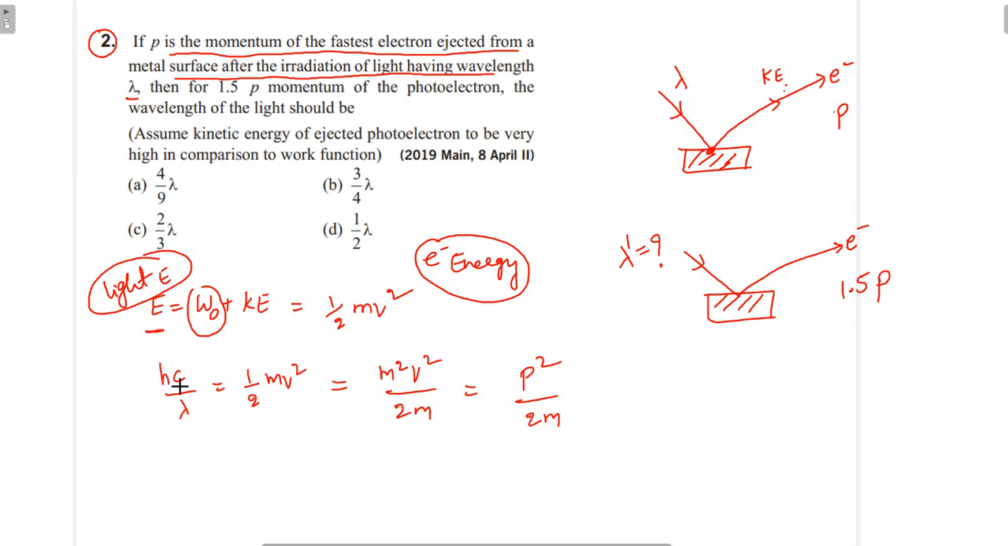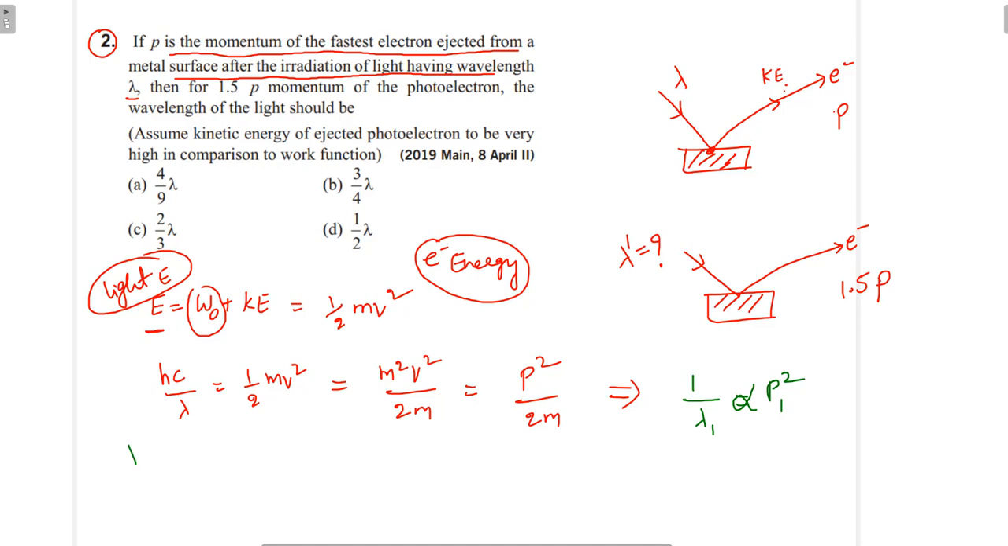Now hc is a constant, so the relation is that 1 by lambda is proportional to p square. I can write 1 by lambda proportional to p square. So now I am writing lambda 1 and p 1. This is the relation between lambda and p.